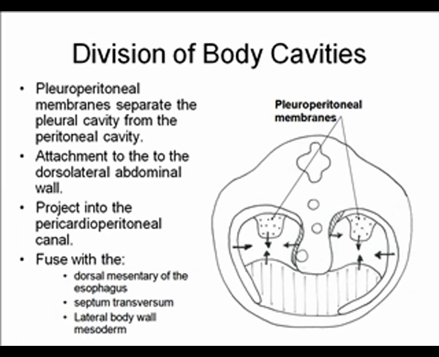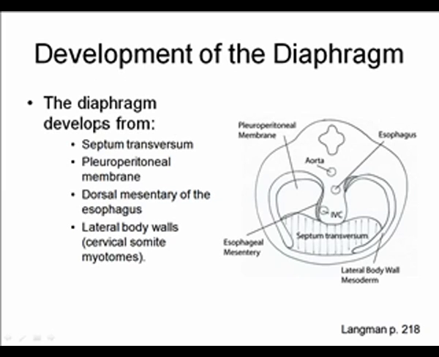So basically, from the posterior body wall, you're going to get these pleural peritoneal membranes. From the region of the foregut, you're going to get some growth of the mesentery called esophageal mesenteries. From the lateral body wall, you're going to get lateral body wall mesoderm growing inward. And finally, the septum transversum is going to contribute to closing off this pericardio-peritoneal canal.